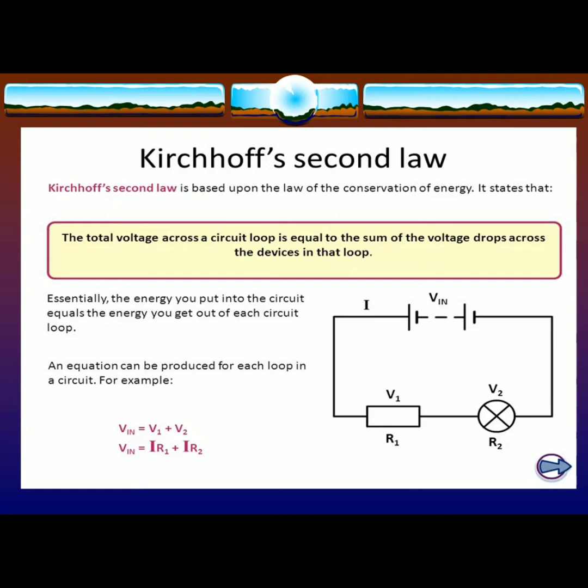For example, Vin equals V1 plus V2. Also equals IR1 plus IR2, because voltage equals current times resistance.